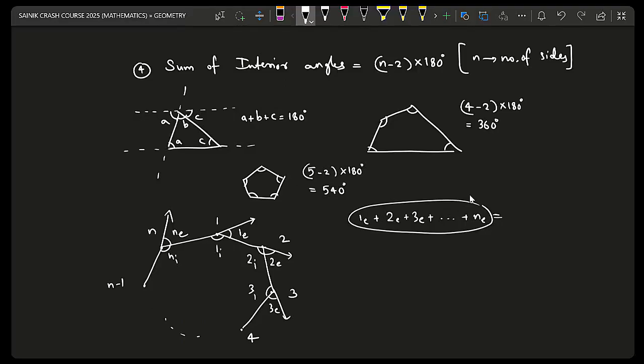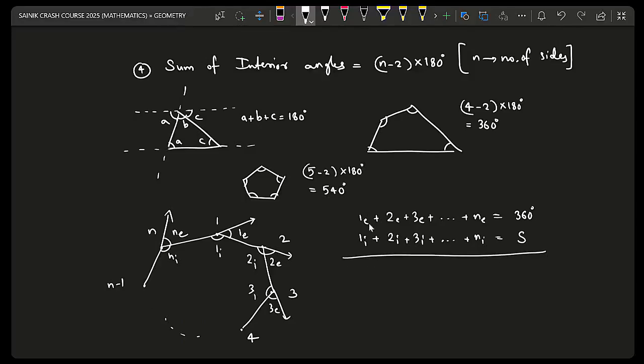We know the sum of exterior angles of any polygon is 360 degrees. Let me write 360 degrees here. Then what I do is 1i plus 2i plus 3i and so on up to ni. We don't know this because we are finding the sum of interior angles only. Let us call it S, the sum of interior angles. Now I'm adding these two equations.